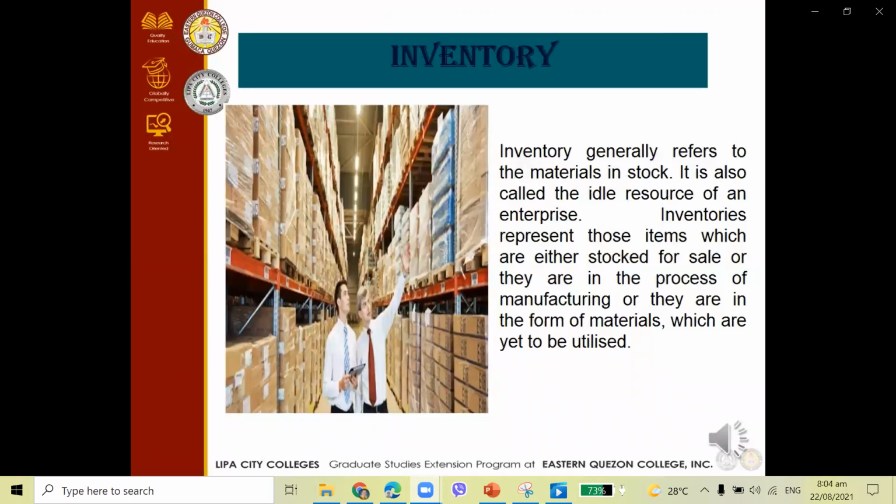Let us first define inventory. Inventory generally refers to the materials in stock. It is also called the idle resource of an enterprise. Inventories represent those items which are either stock for sale, or in the process of manufacturing, or in the form of materials which are yet to be utilized. The interval between receiving the purchased parts and transforming them into final products varies from industry to industry depending upon the cycle time of manufacture. It is therefore necessary to hold inventories of various kinds to act as a buffer between supply and demand for efficient operation of the system.